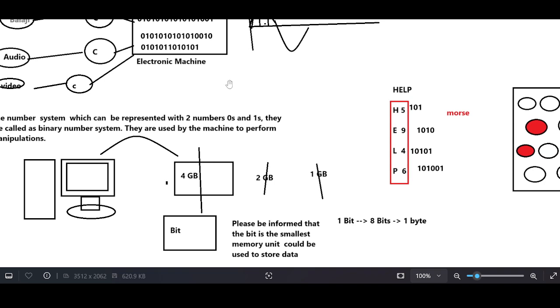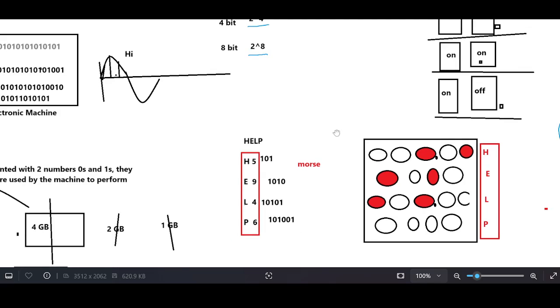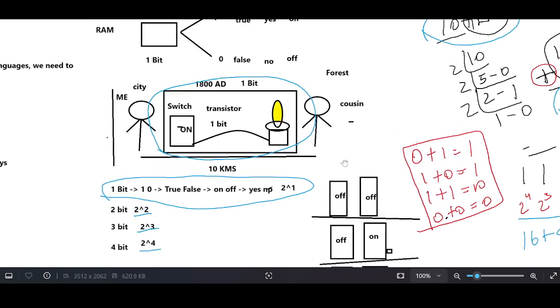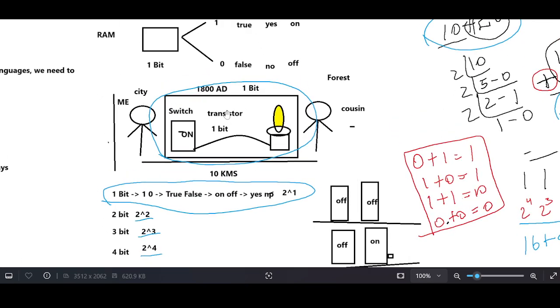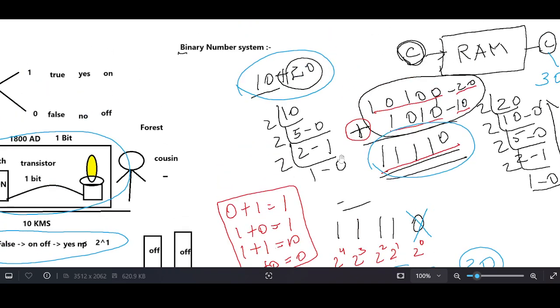After that we discussed the smallest memory unit, which is a bit. It is the smallest memory unit in electronic machines. The combination of 8 bits makes 1 byte. We also discussed how a transistor looks, and why the binary system came into the picture.